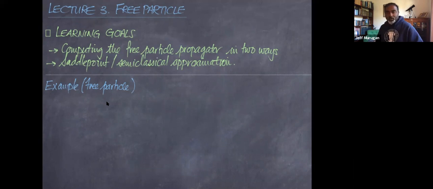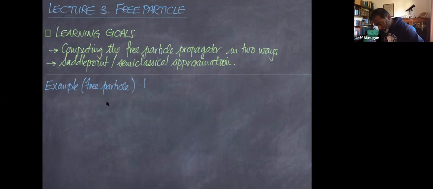The free particle is defined by, so we want to consider a free massive quantum particle just propagating in space-time. There's no potential in which this particle is propagating. It has mass m, and because there's no potential, it's what we call a free particle.